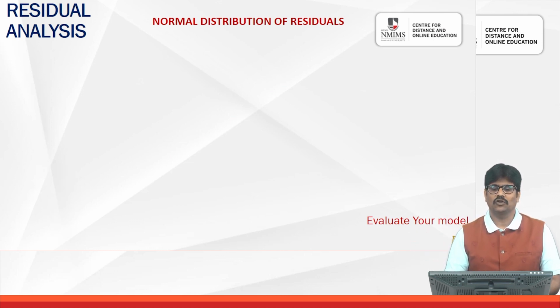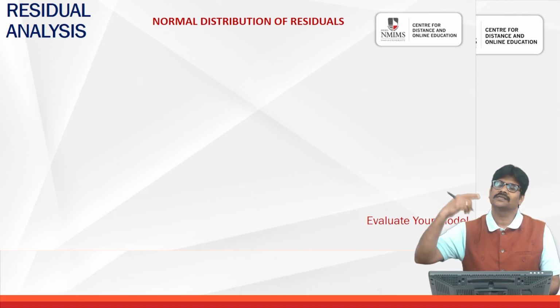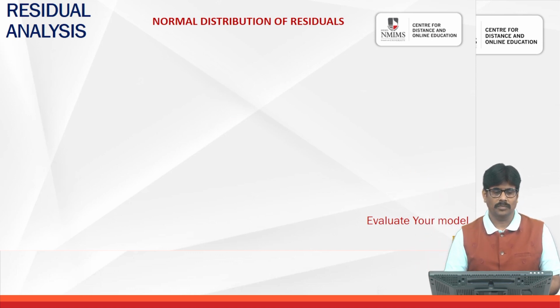So the first one is the normal distribution of residuals. Just to recall, what is the assumption? Error terms are independent with a mean 0 and constant variance and normally distributed, right. So this is the normal distribution assumption of the error terms. Error is replaced here with the residuals.